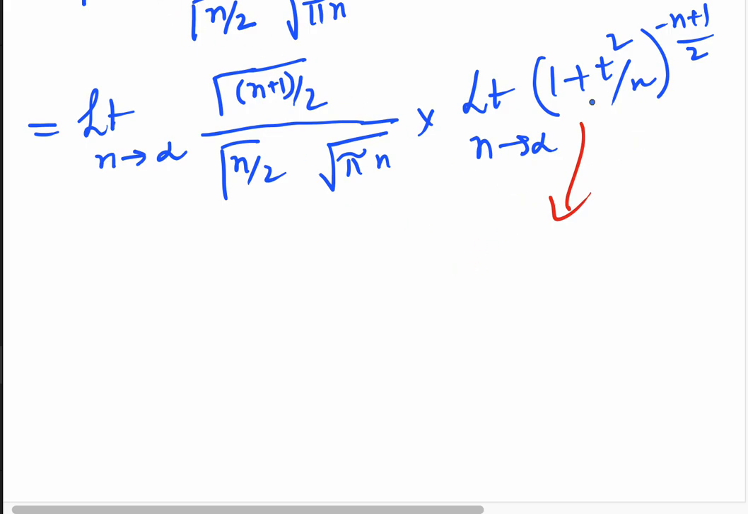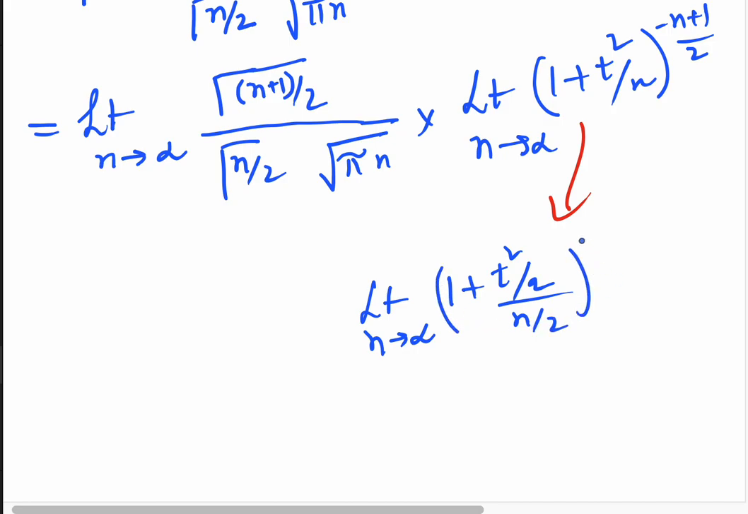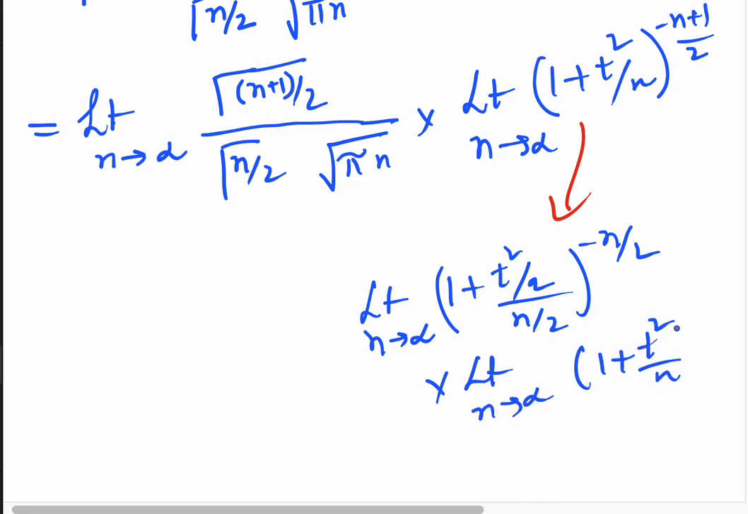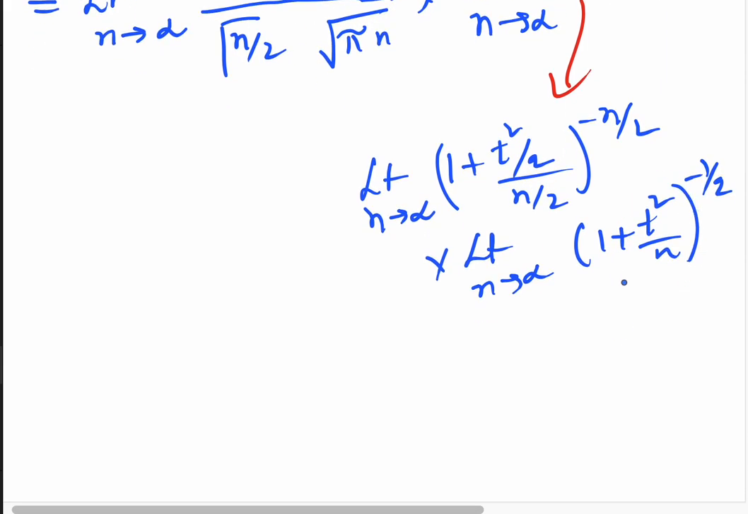So this is the limit as n tends to infinity of (1 + (t squared/2)/(n/2)) to the power minus n/2, into the limit as n tends to infinity of (1 + t squared/n) to the power minus half. As n tends to infinity, this will tend to 1, and the rest is nothing but e to the power minus t squared by 2.